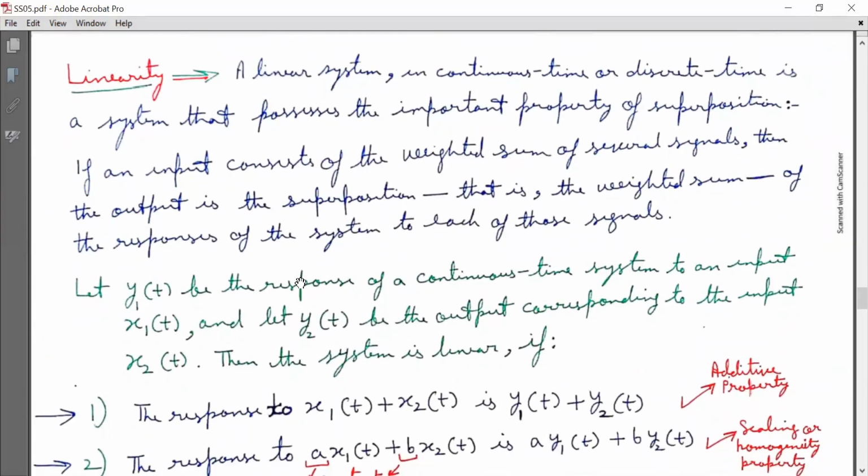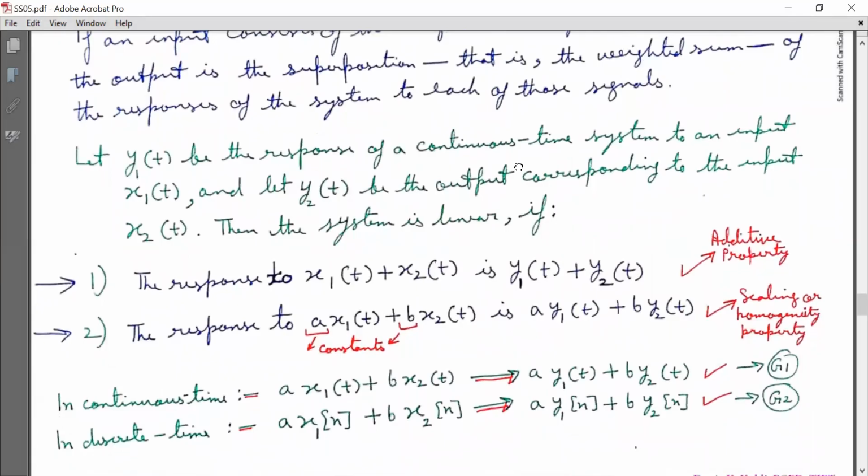Now we will talk about linearity. A linear system in continuous time or discrete time is a system that possesses the important property of superposition. If an input consists of the weighted sum of several signals, then the output is the superposition, that is the weighted sum of the responses of the system to each of these signals. This is very important. If an input consists of the weighted sum of several signals, then the output is the superposition, that is the weighted sum of responses of the system to each of these signals.